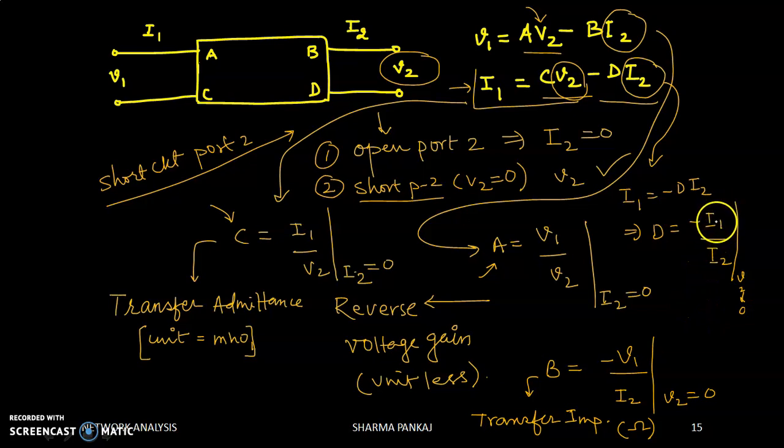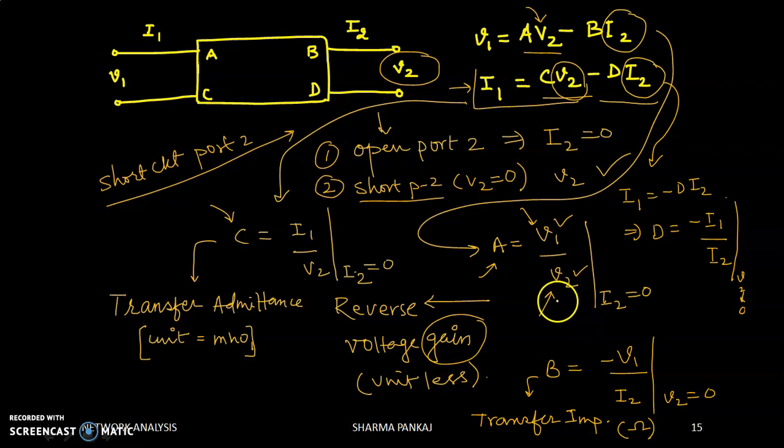The unit is actually unitless. Why? The numerator is current and the denominator is current, so it is called a unitless quantity. D has no unit, and it is called reverse current gain. Why is it gain? Let me tell you. This one was also termed as gain, and this is also termed as gain. Why? Because the numerator is the same quantity, voltage, and the denominator is the same quantity, voltage. V1 is your input and V2 is your output. So whenever we get this kind of ratio, this is actually gain.